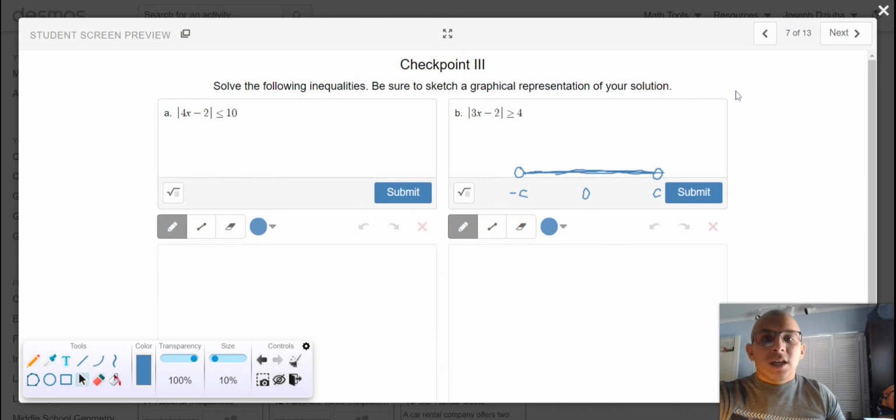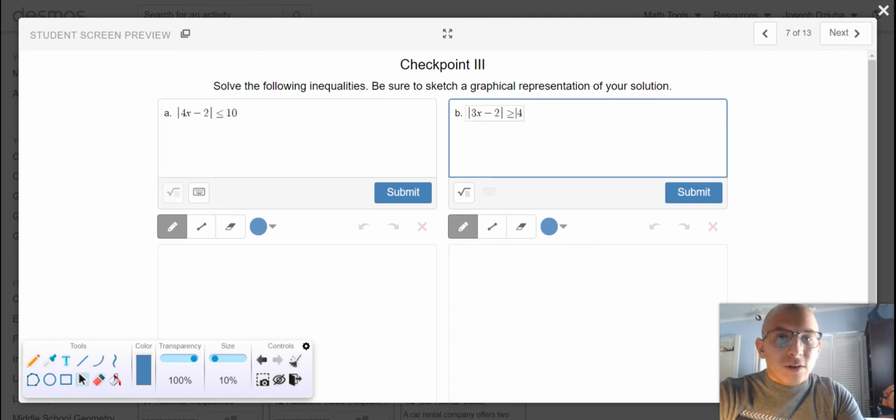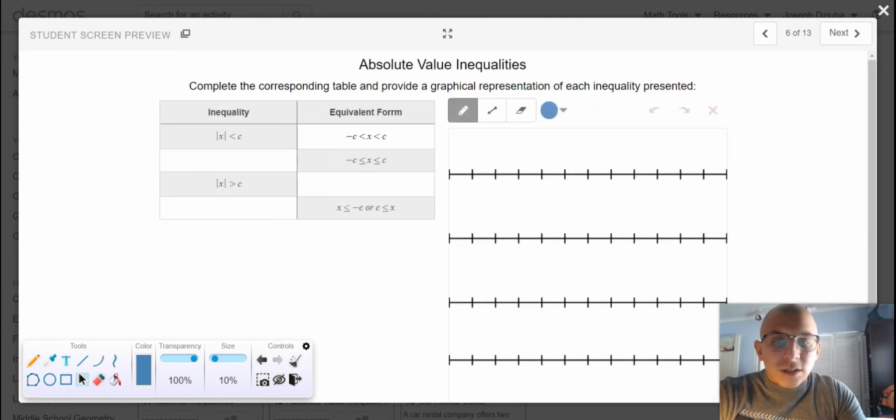absolute value inequalities. Okay. Now be very careful here, because notice we have the absolute value is less than, and then the absolute value is greater than. They're going to yield two different styles of inequalities. We'll have a compound inequality when it is less than, and when it's greater than, we'll have two separate situations.